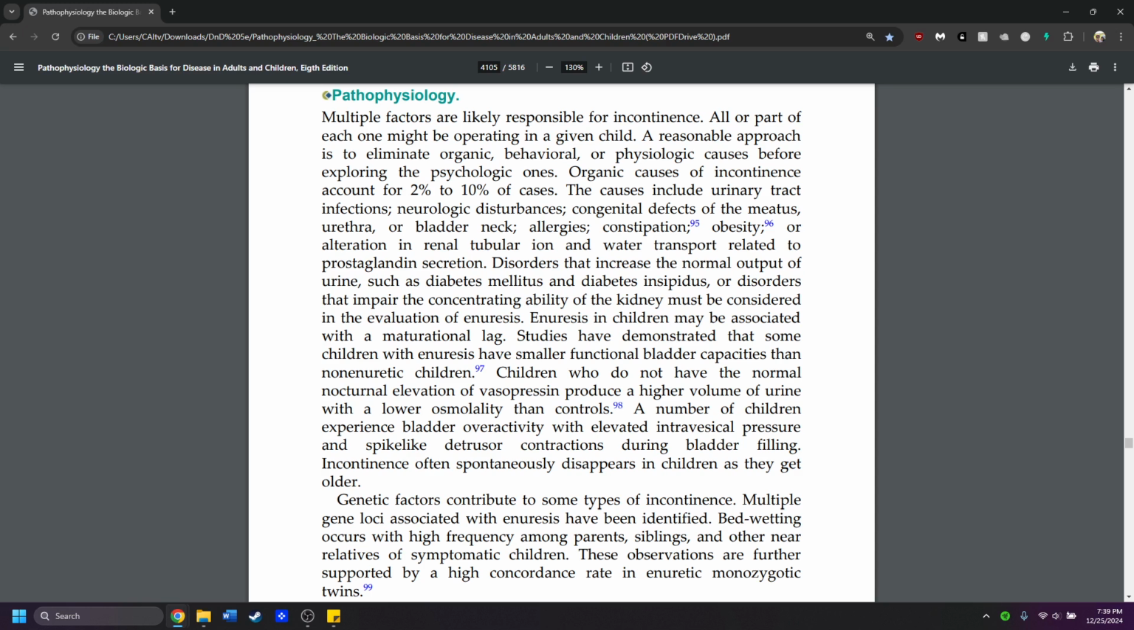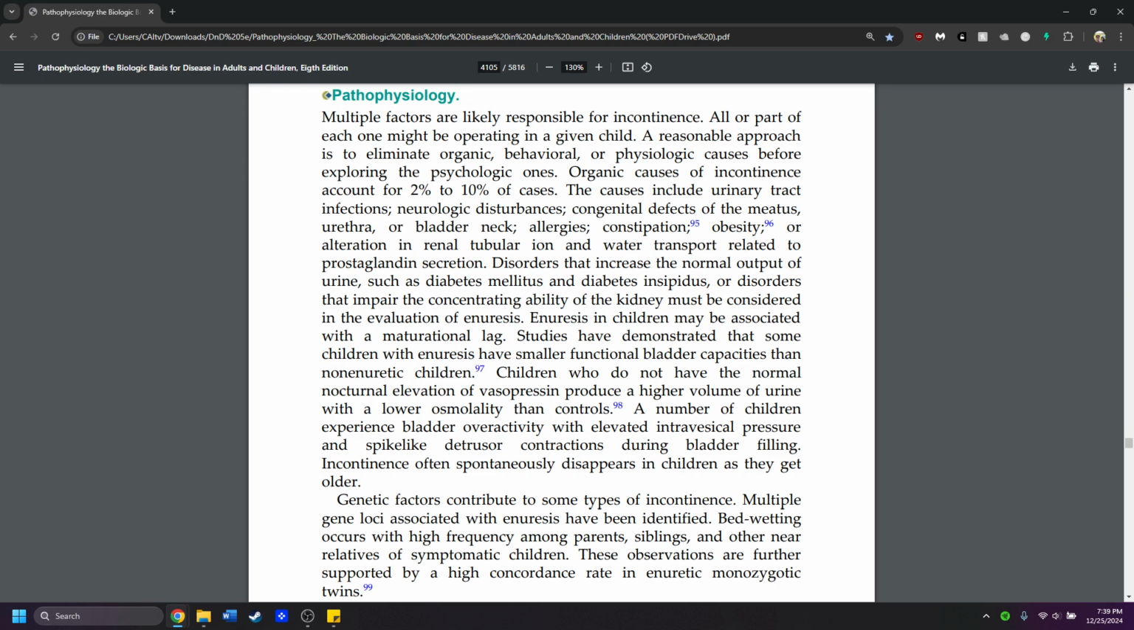The causes include urinary tract infection, neurologic disturbances, congenital defects of the meatus, urethra, or bladder neck, allergies, constipation, obesity, or alteration in renal tubular ion and water transport related to prostaglandin secretion. Disorders that increase the normal output of urine, such as diabetes and diabetes insipidus, or disorders that impair the concentrating ability of the kidneys, must be considered in the evaluation of enuresis.